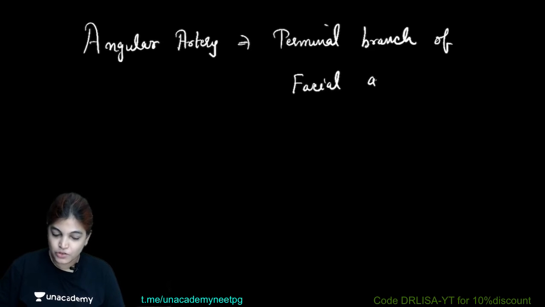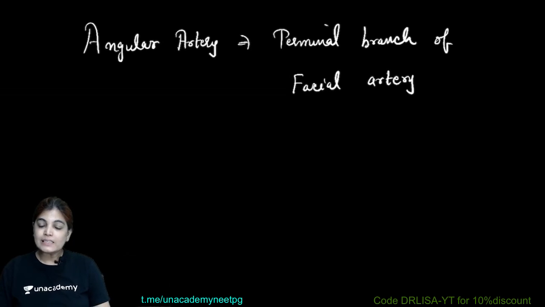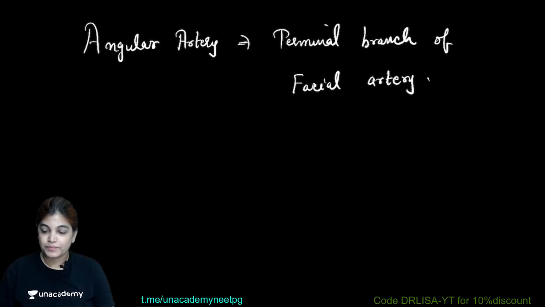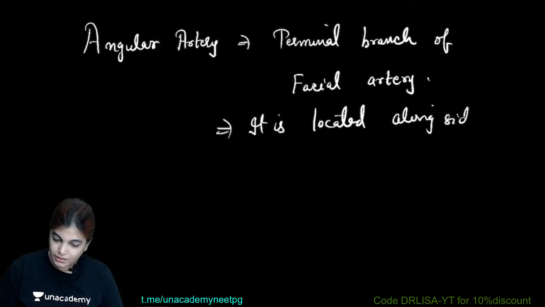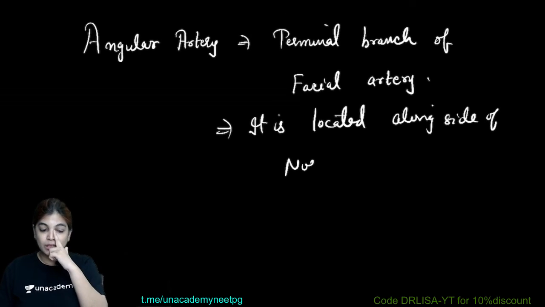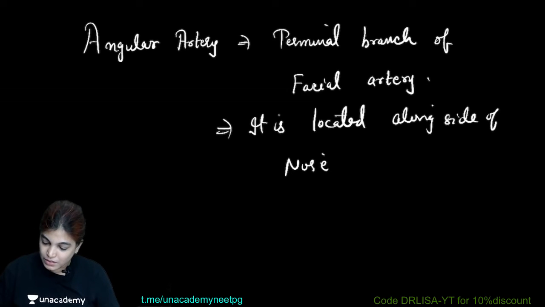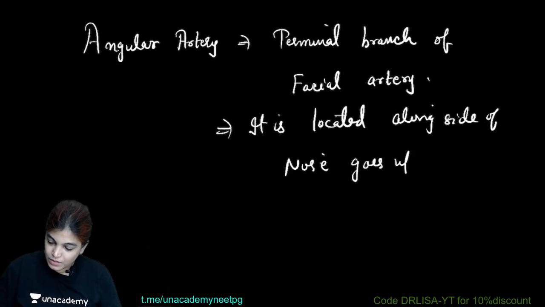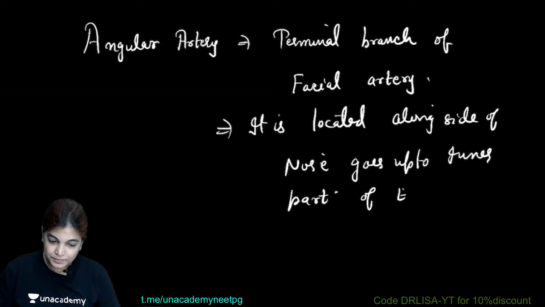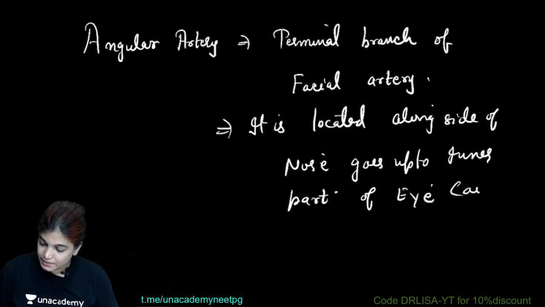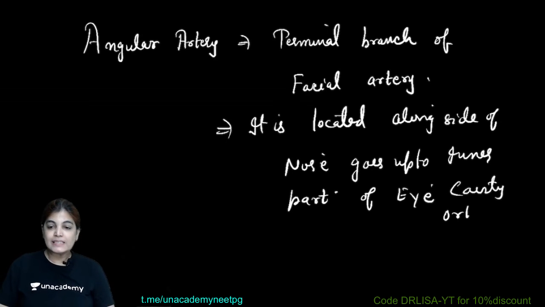It's a terminal branch of the facial artery, and it is located along the side of the nose. It goes up to the orbit or eye, to the inner part of the eye cavity and orbit. Okay, it's giving blood supply.